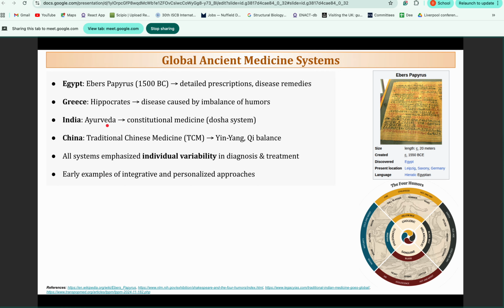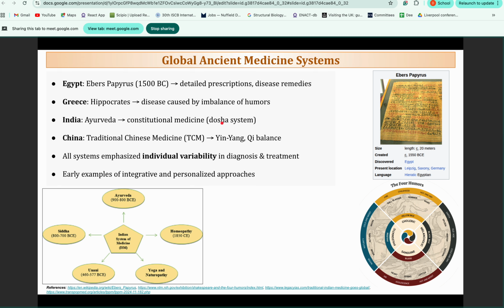Then comes India, in which, in Ayurveda, we talk about the constitutional medicine, which is the dosha system, and we have already seen three doshas. The Indian medicine system is also divided into five main types: Ayurveda, homeopathy, yoga and naturopathy, Unani, and Siddha. So they come under Ayush. In this case, the most primitive one is Ayurveda, so that's why we are talking about Ayurveda only.